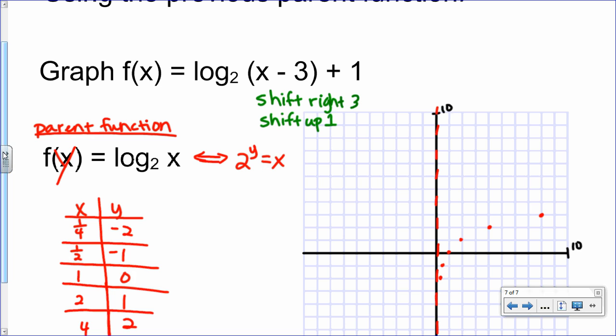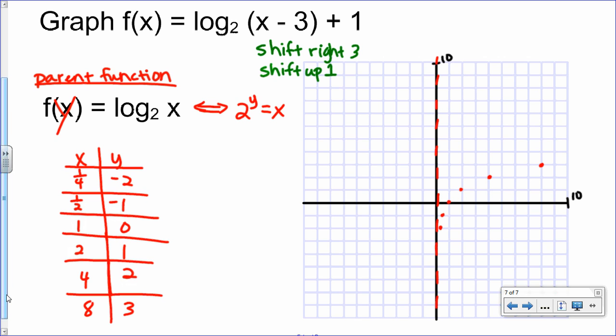If I shift my asymptote right 3, will it change? Yes. What about if I shift it up 1? No. So when it's a log function with a vertical line, it will change if you move right or left. Remember, with exponential functions, the asymptote changed if you moved up or down. So I have this new asymptote at x equals 3. I'm going to take all my points and shift them right 3 and up 1.